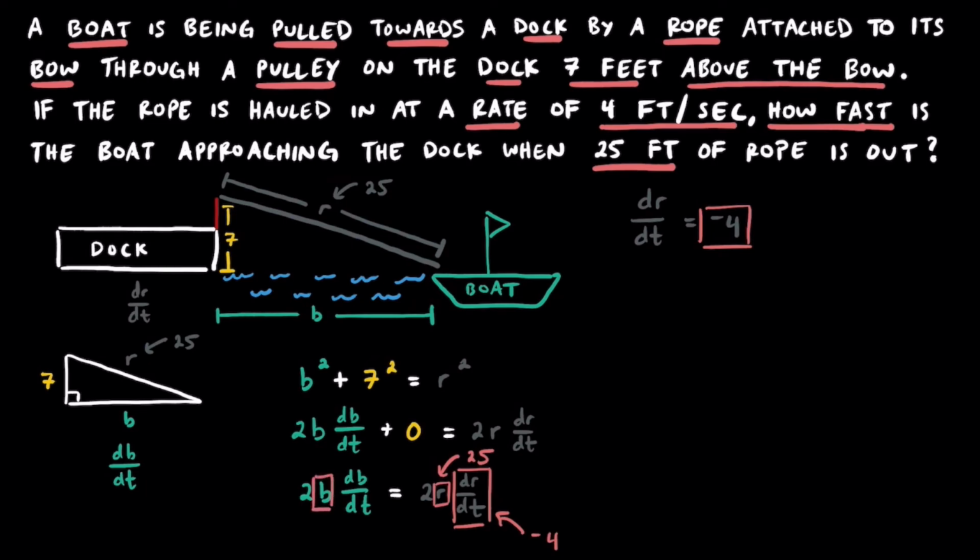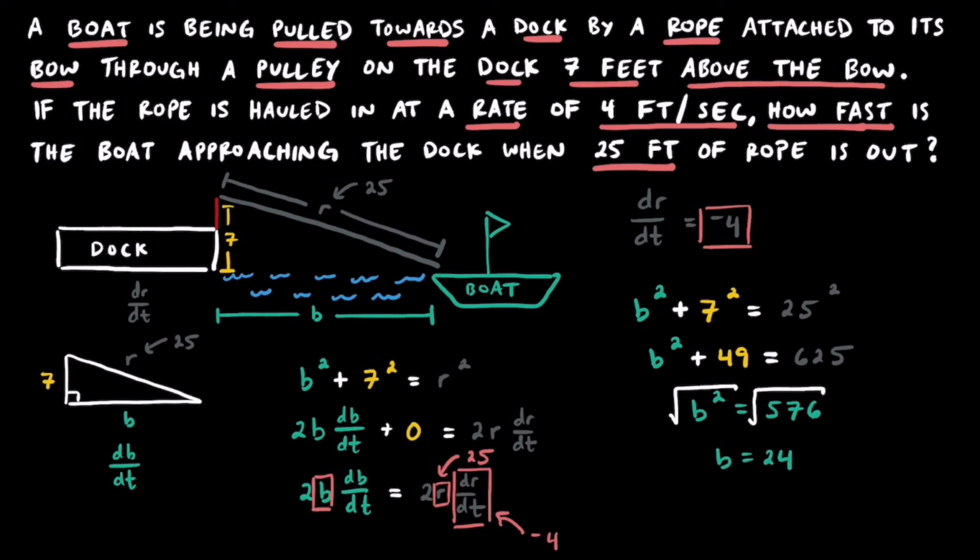Now, going ahead and looking at our right triangle, if we know that the r is 25 and this value is 7, or the vertical distance, we can just use the Pythagorean theorem to solve for b. Using the Pythagorean theorem, here's my work for solving for the value of the letter b. Now that we know that the value of b is equal to 24, let's go ahead and plug that in to our equation. We can say that b equals 24.